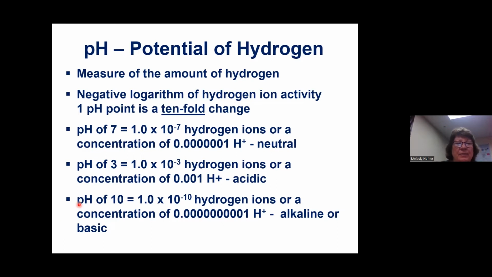And lastly, let's go to a pH of 10. Again, that's 1 × 10⁻¹⁰, or 0.0000000001 concentration of hydrogen ions. Very, very, very low concentration. So this is considered alkaline or basic. And again, a pH of 10 is -10, which is a +10. So the lower the pH, the more hydrogen there is. It's very confusing. So now you're all scratching your heads and you're upset with me.